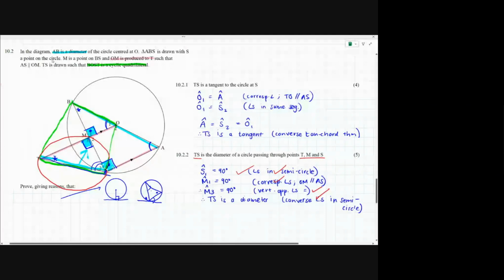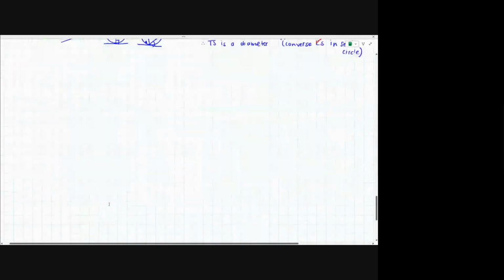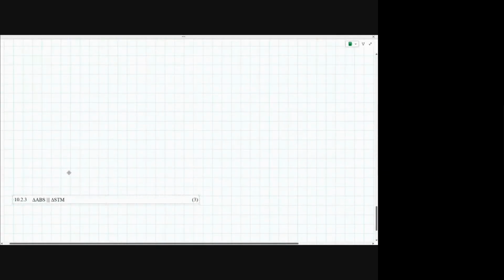Okay. So I'm going to just stop here for you to take a screenshot. Right, the next proof that they want us to do is similar triangles.